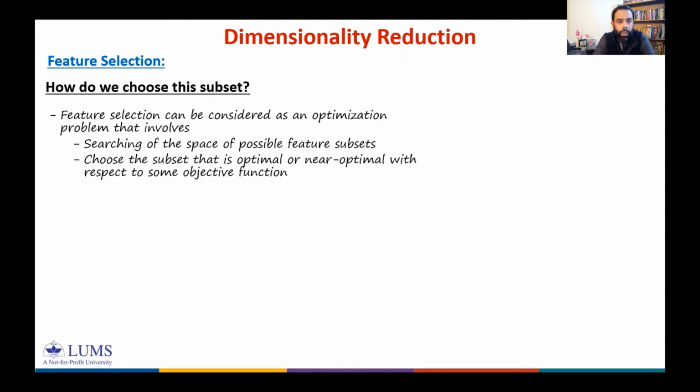Okay, now we answer the next question. How do we choose this subset? Because we cannot use optimization. We cannot search over the complete set. We will be applying some heuristic based methods, right? And simply, we want to search the space of possible feature subsets, and we choose a subset that is optimal or near optimal with respect to some objective function. So, okay, how do we carry out this?